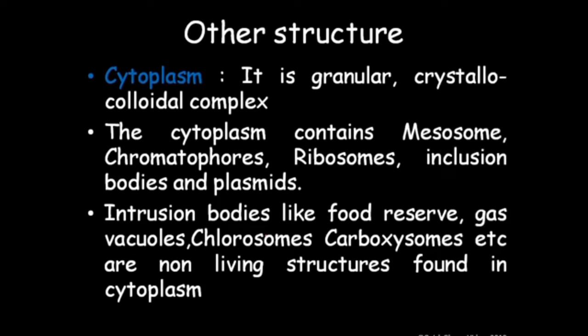The other structures which are found I will describe briefly. Cytoplasm, as we said, is the granular crystalline colloid complex which is between the plasma membrane and nucleoid, and it contains various structures like mesosomes, chromatophores, ribosomes, inclusion bodies, and plasmids. Inclusion bodies are like food reserves. They can be organic or inorganic: gas vacuoles, chlorosomes, carboxysomes, etc. They are non-living structures and are found in the cytoplasm.